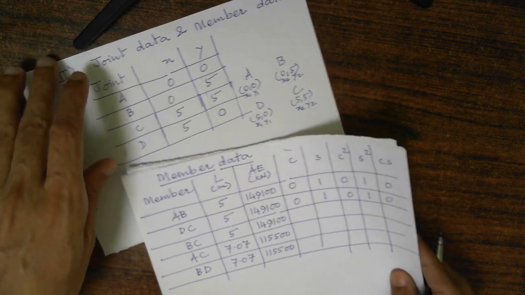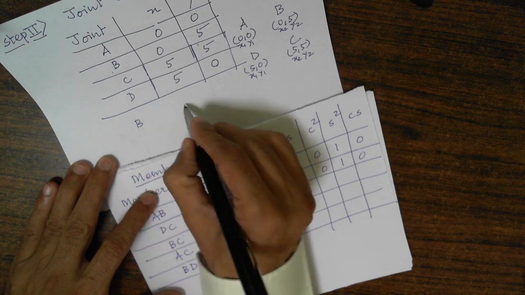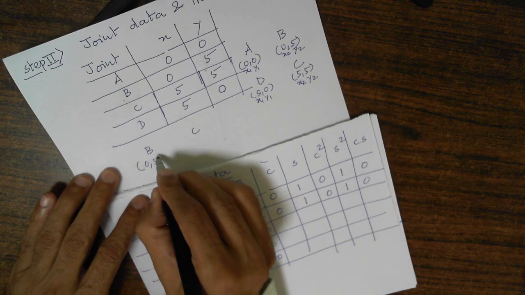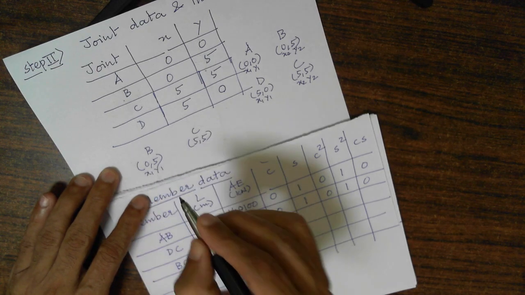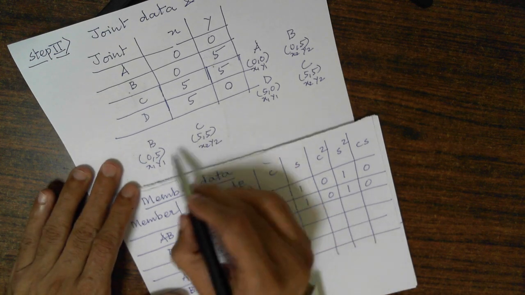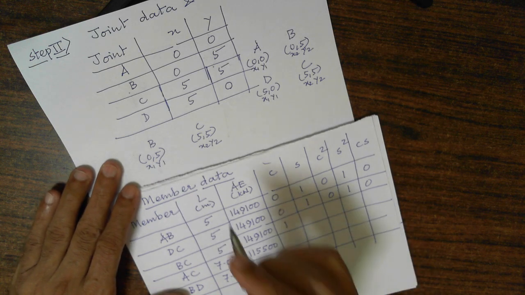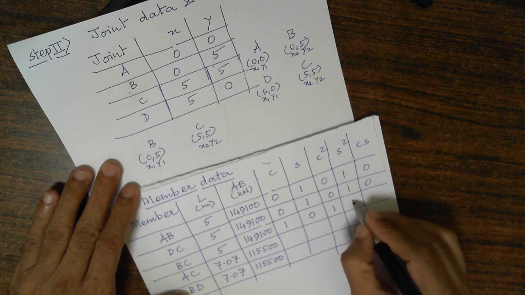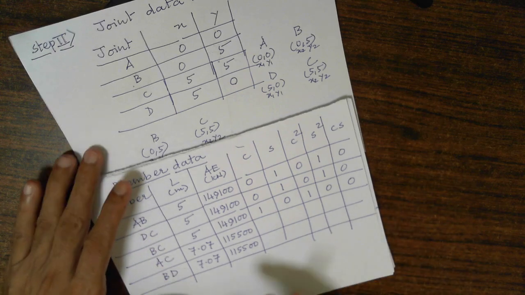Now next is BC member. So I am writing B, I am writing C. Coordinates of B are 0, 5, coordinates of C are 5, 5. This is x1 y1, this is x2 y2. So what is cos theta? x2 minus x1, 5 minus 0 divided by 5, that is 1. And what is sin theta? 5 minus 5 divided by 5, that is 0. So cos square is 1, sin square is 0, cos sin is 0. This is how I am getting ready with my table.